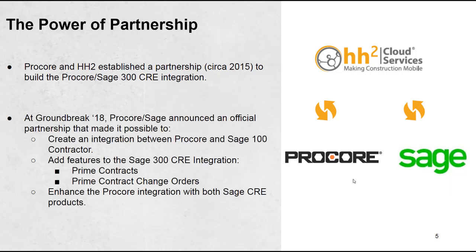More recently, at our 2018 Groundbreak conference, we announced an official partnership with Sage. We were able to build a pretty solid integration with Sage 300 with the help of HH2, but there were just many features that we wanted to add to the integration that would not have been possible without the partnership of Sage. By having this partnership, with the Sage 300 CRE product, we were able to add in new features like prime contracts and prime contract change order tools, and it also allowed us to build an integration with Sage 100 Contractor, which was not available prior to this partnership. At the time of this recording, we've actually implemented nearly 300 Sage 100 Contractor customers, and we also have more in the process of implementation currently.